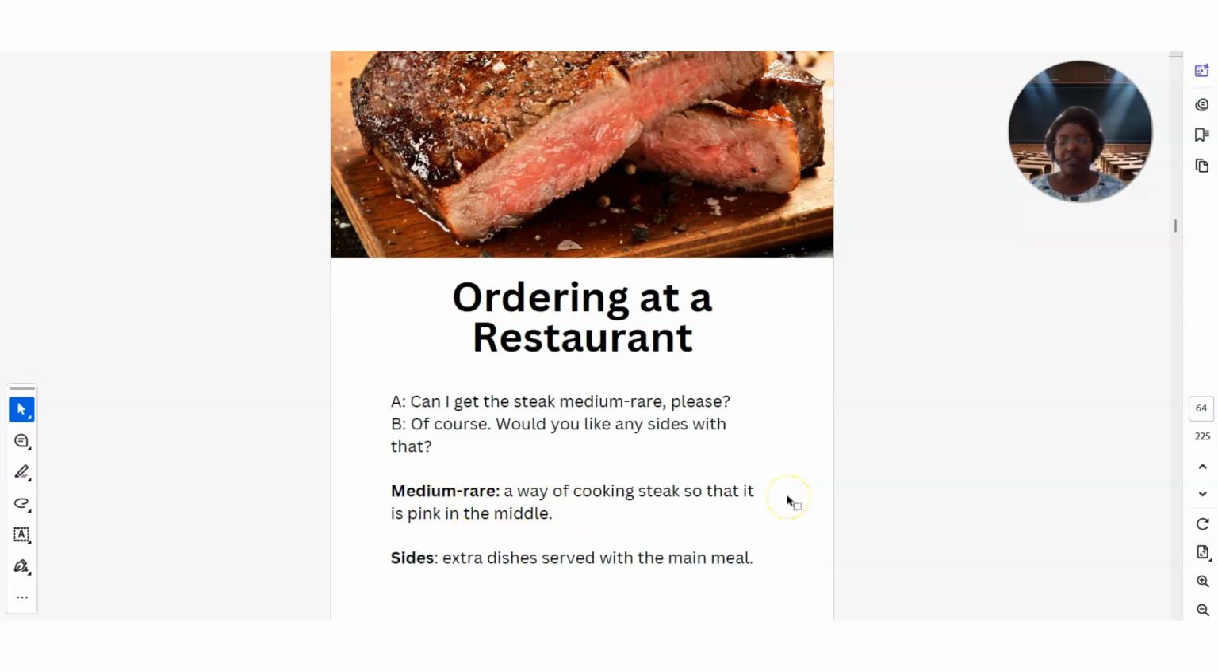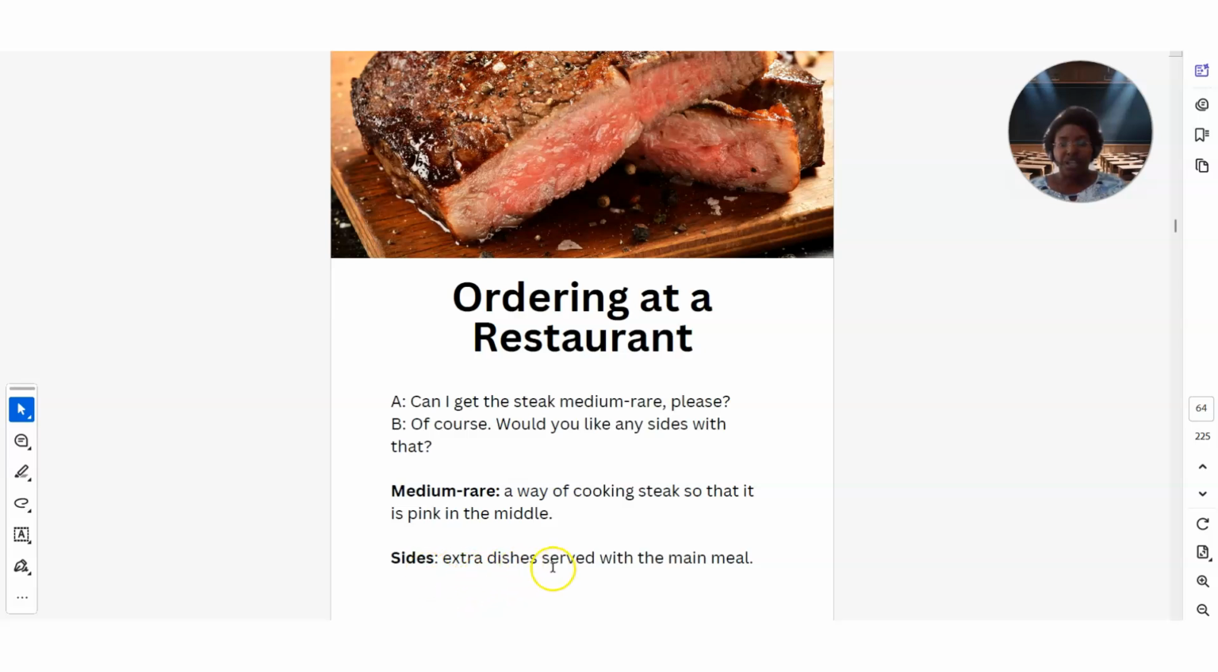Medium rare, a way of cooking steak so that it is pink in the middle, and that's a picture of medium rare. So did you know you can order meat rare, which is bloody, medium rare, you can order it just medium, you can order it well done. So there's different ways you can order meat.